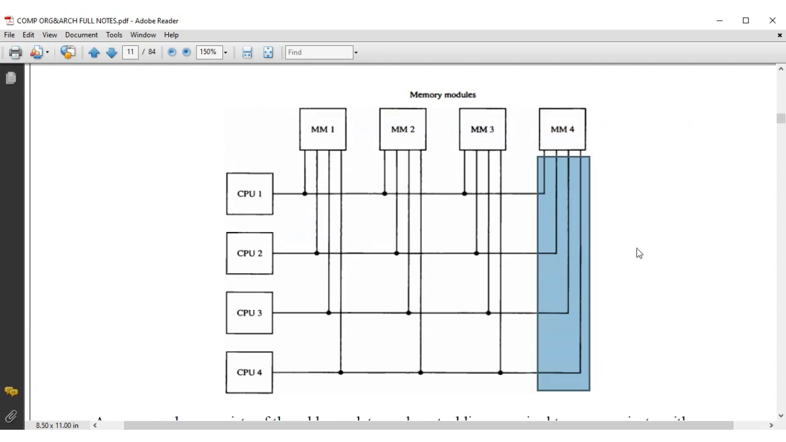Why? Can someone tell me why the last ones don't need ports? Why do these buses not require ports? Why are there no ports in these buses? The memory module 4. Why are there no ports in the last links or the buses of interconnection of the last memory module?